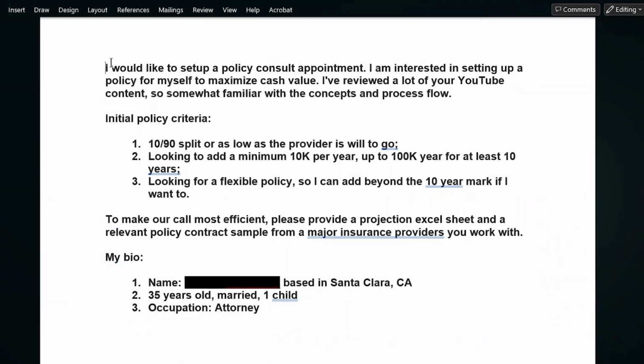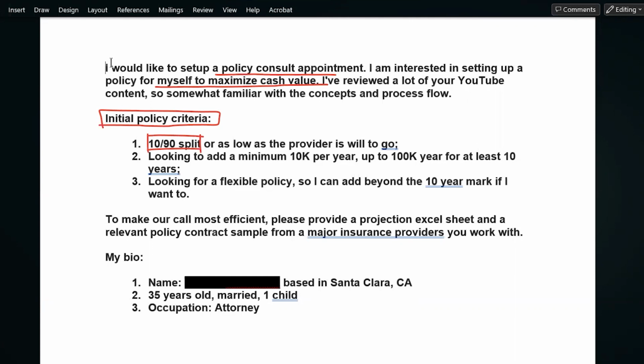He would like to set up a policy consult appointment. He's interested in setting up a policy for himself to maximize cash value. Now, this I absolutely love, where he lays out his initial policy criteria. So he's saying, here's what I want to do. 1090 split. That right there tells me he's really been digging into whole life insurance and knows what kind of questions to ask regarding the split.